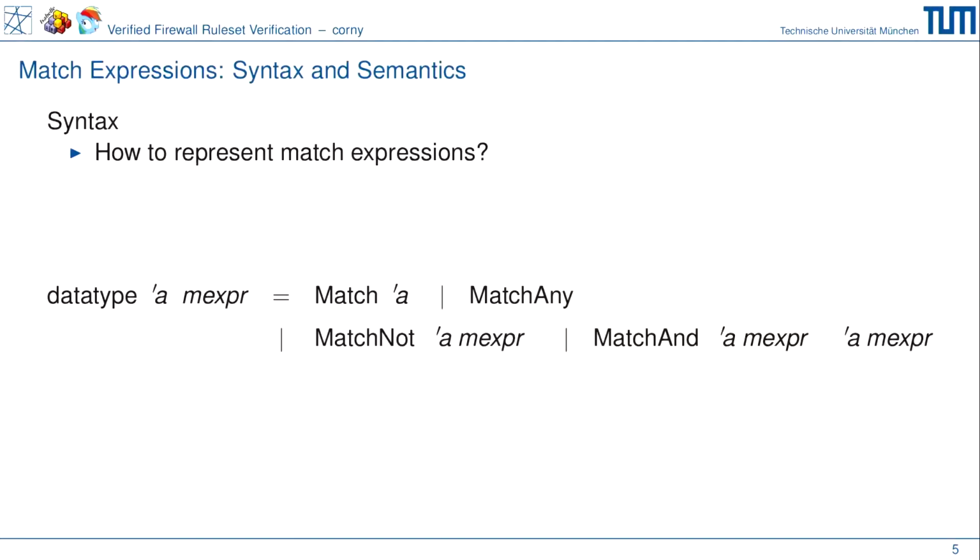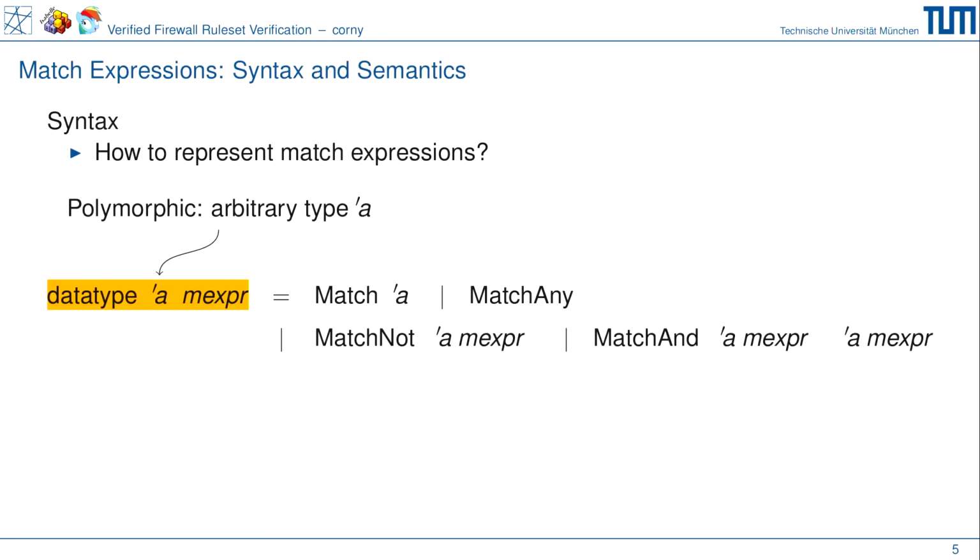Okay, we need match expressions. Let's start simple. Let's write down the syntax of match expressions. The syntax is all about how I write things down. There, let's define a data type, match expression. This data type should be polymorphic over the type 'a, which means this 'a can be any type. We will call this the primitive, which will be the features iptables can match on. Let's keep that generic for a moment.